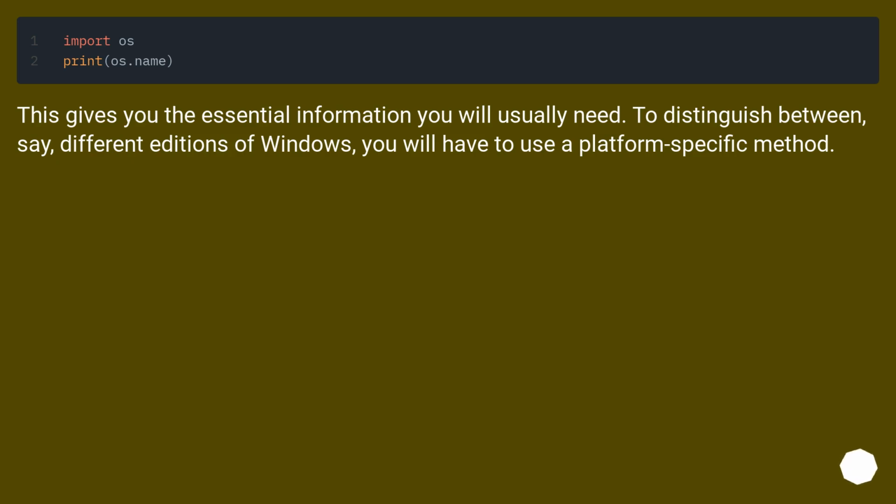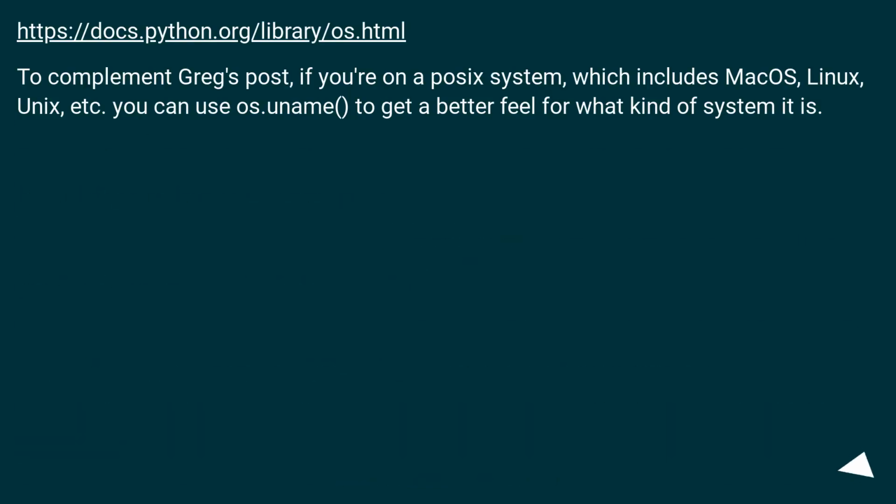This gives you the essential information you will usually need. To distinguish between, say, different editions of Windows, you will have to use a platform-specific method. This URL. To complement Greg's post, if you're on a POSIX system, which includes macOS, Linux, Unix, etc., you can use os.uname to get a better feel for what kind of system it is.